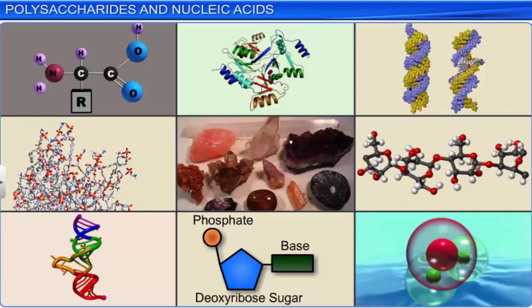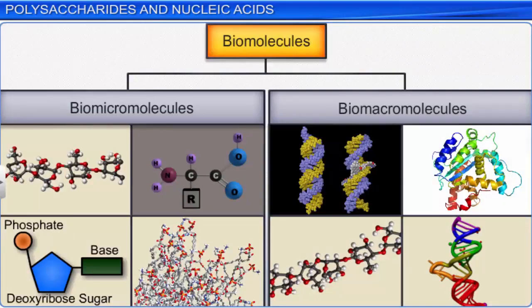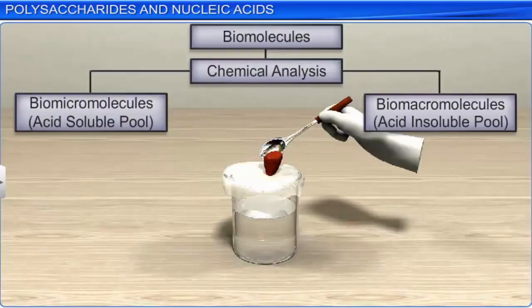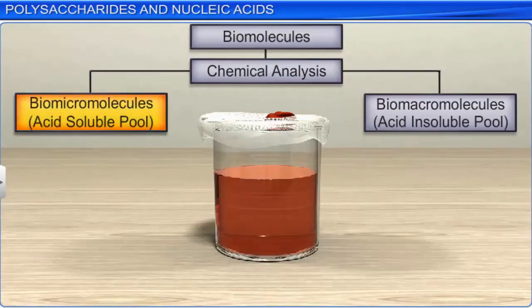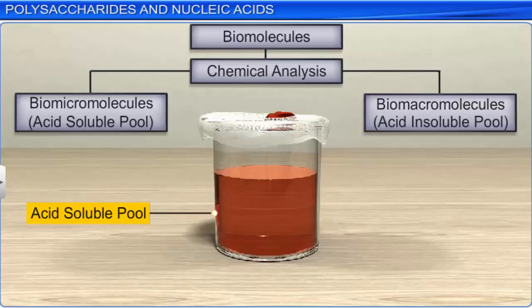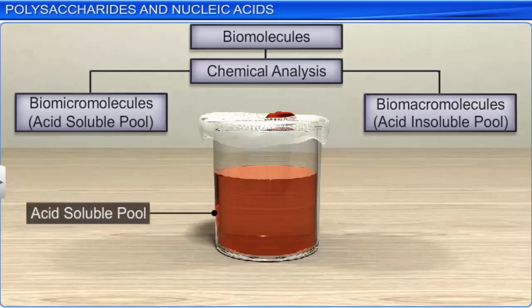All living organisms produce organic molecules called biomolecules. Biomolecules can be broadly divided into two types: biomicromolecules and biomacromolecules. On performing a chemical analysis, we find that biomicromolecules are chemical compounds found in the acid-soluble pool with molecular weights ranging from 18 to 800 daltons.